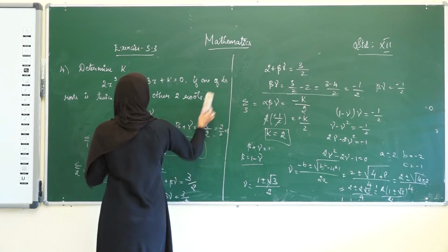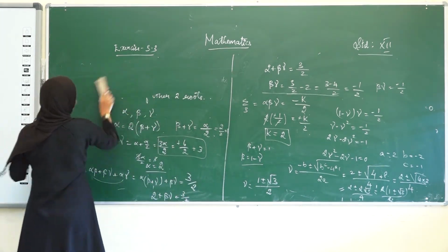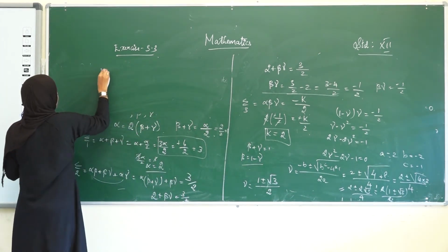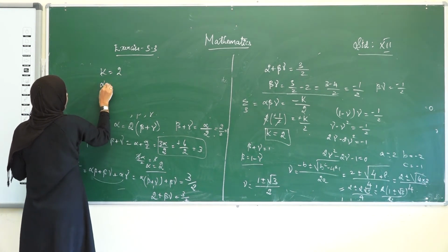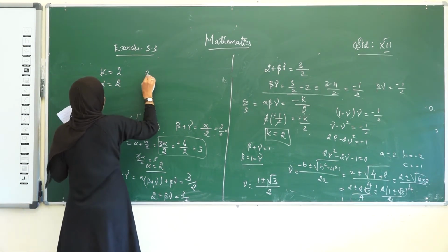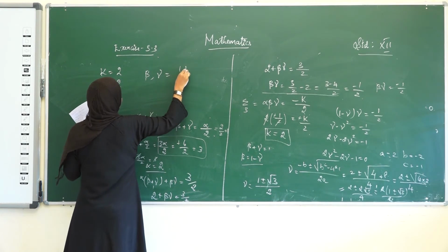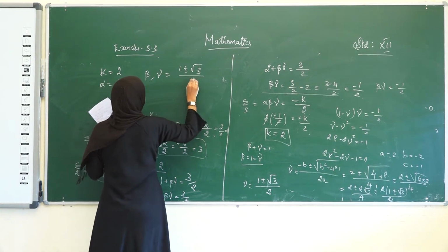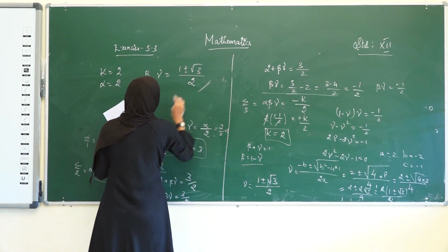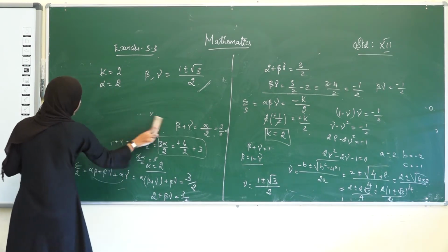So the three roots are, we have got the value of k. What's the value of k? K is equal to 2, alpha's value is 2, and beta and gamma's values will be 1 plus or minus root 3 divided by 2. This is the solution for this fourth sum.